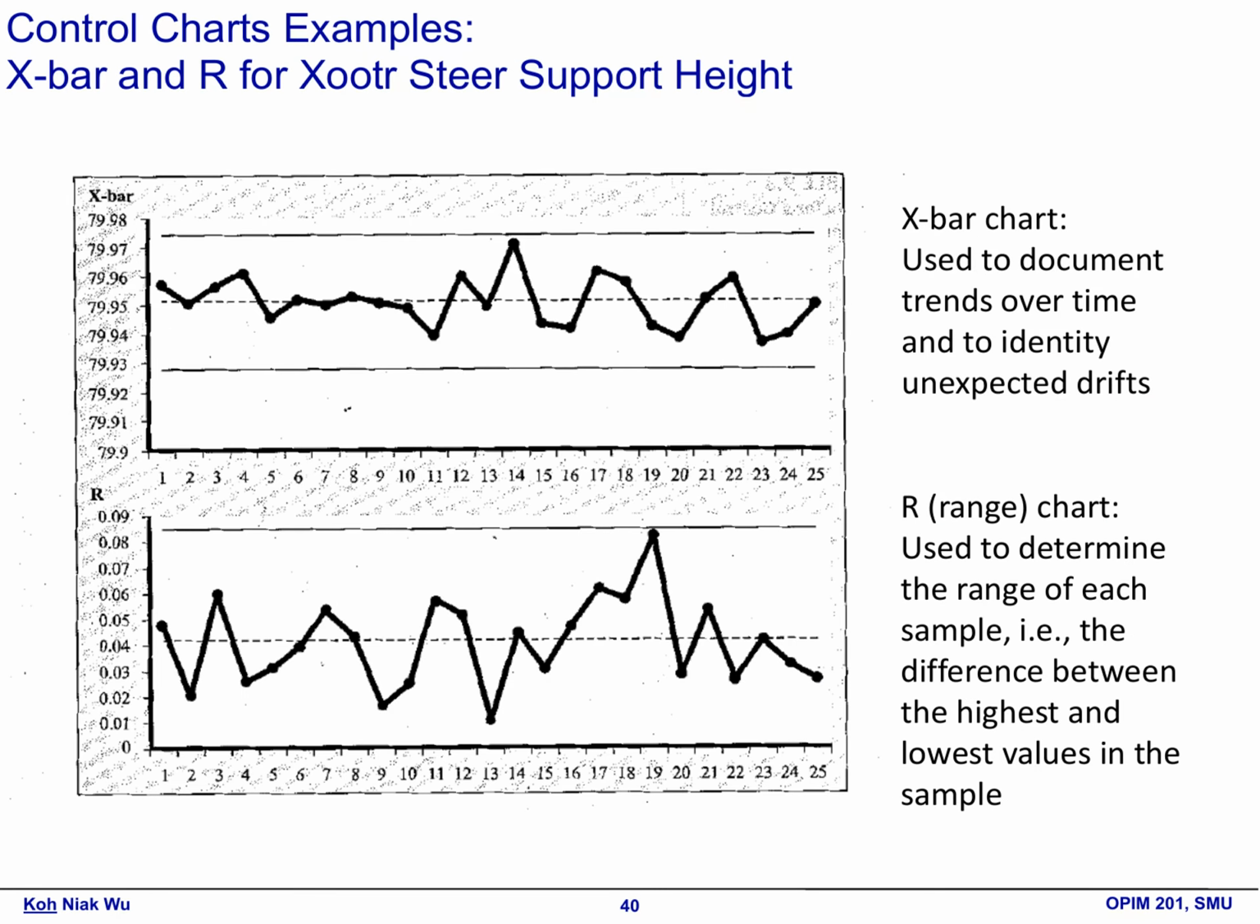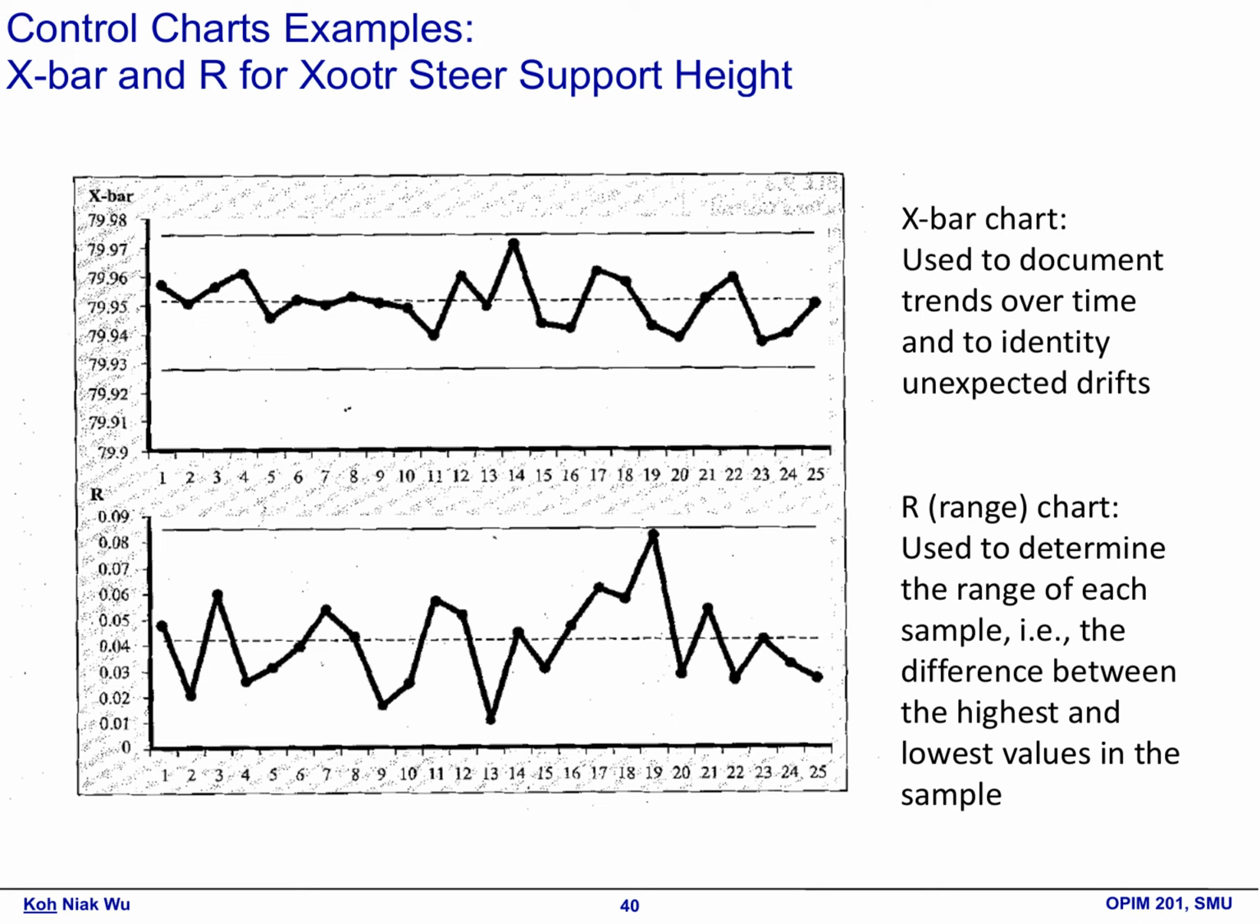The control charts showcase an X-bar chart and R chart for the Zuter steer support height measurements. On the X-bar chart, we see fluctuations over time. Each data point represents the average support height from a series of measurements. For example, a noticeable rise in average height occurred around the 14th day, suggesting a potential shift that requires further investigation.